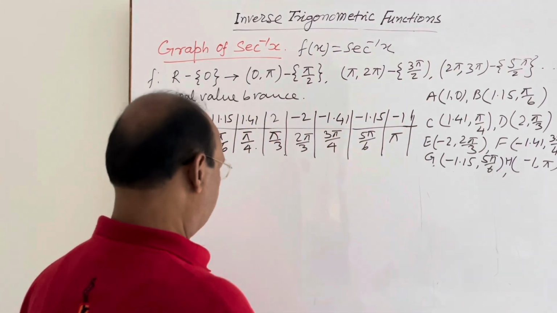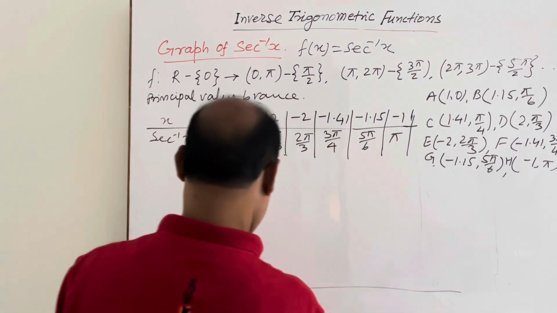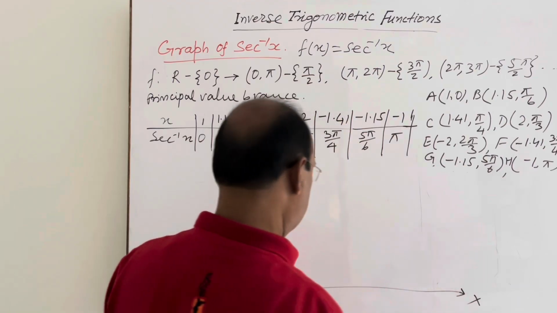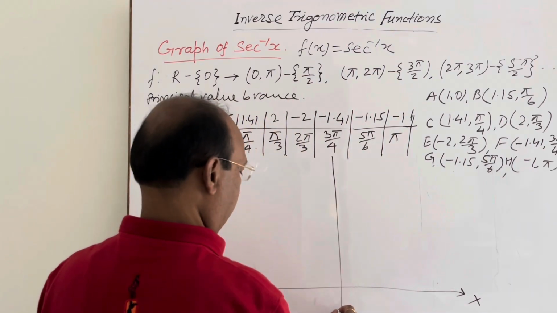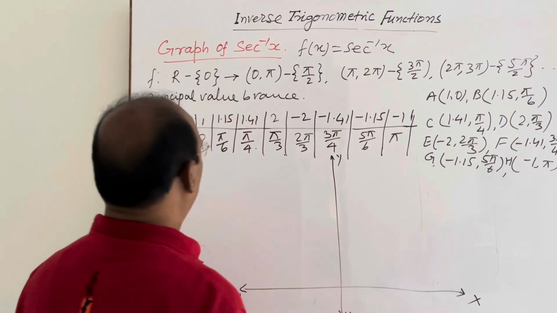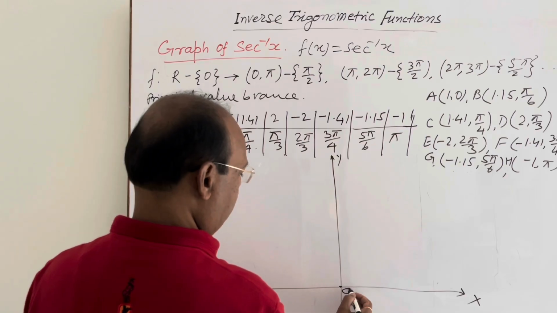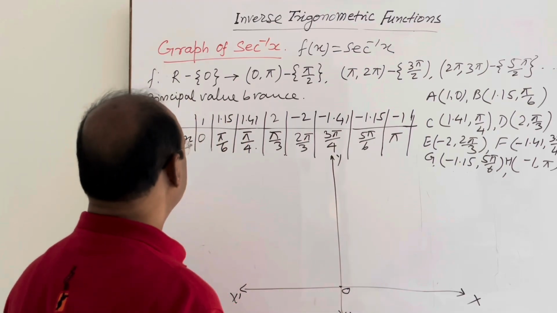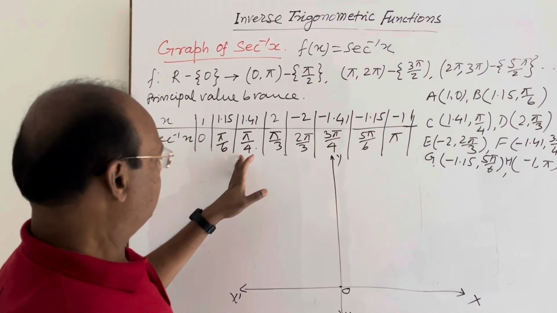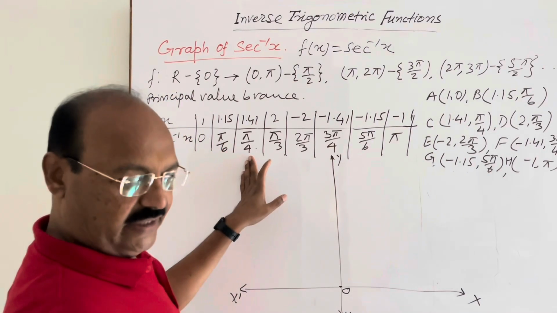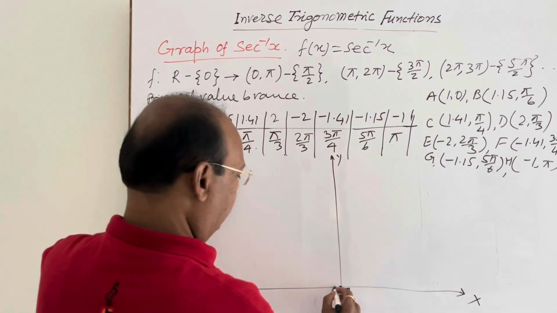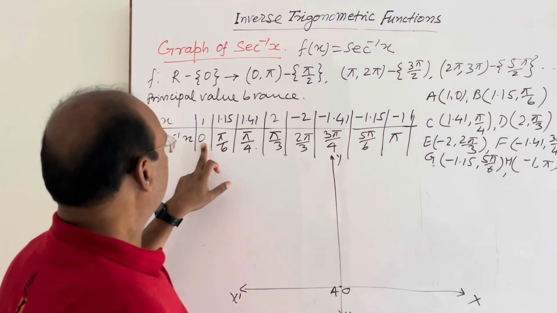So let us take an axis system here. This is the x-axis and this is the y-axis. So the origin is here. Now we have to take these angles along the y-axis. So angle 0 will lie on the origin. So we can take point A here.